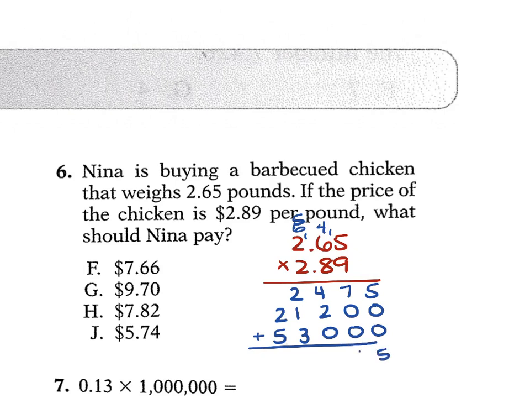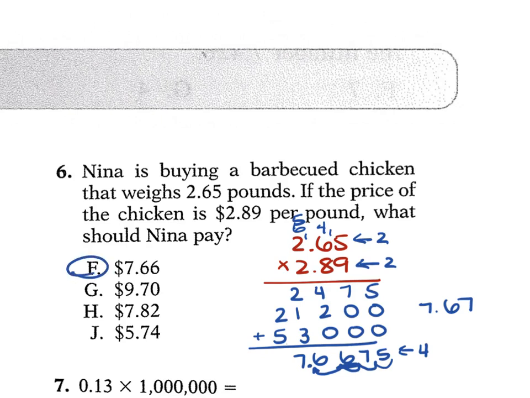We add these. That's a 5, a 7, 6, another 6, and a 7. So 76,675. You have 2 decimal places here, 2 here, so your answer should have a total of 4. So 1, 2, 3, 4. You're rounding to the nearest hundredths here since you're dealing with money. So this is 7.67. So your answer that you're going to choose is that F. But like I said, if you would round to the nearest hundredths, since you're dealing with money, that 6 would turn into a 7.